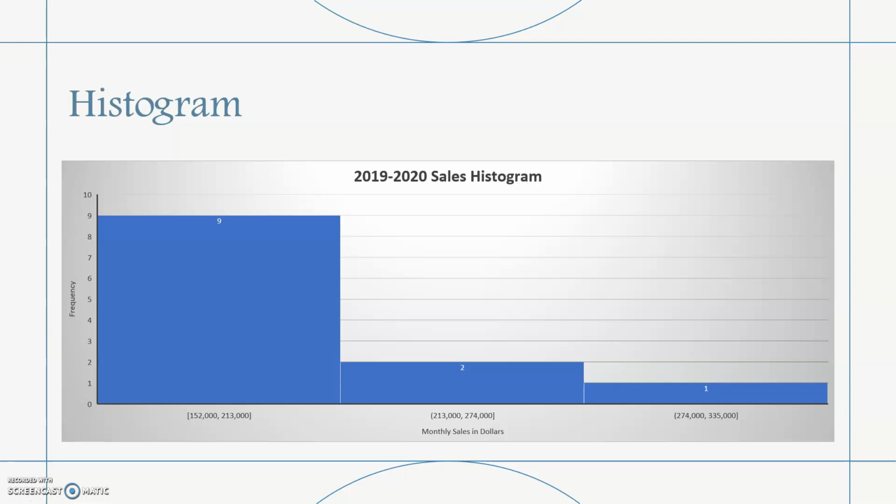The histogram. This basically shows a range of monthly sales along with the frequency of those sales numbers falling into that range. So you have frequency here, and this is the range: how many times the sales totals for each individual month fall into it. We can see that it's 9 there for 152,000 to 213,000, and over here, only 2 fall in the 213 to 274,000, only 1 in the 274 to 335,000.